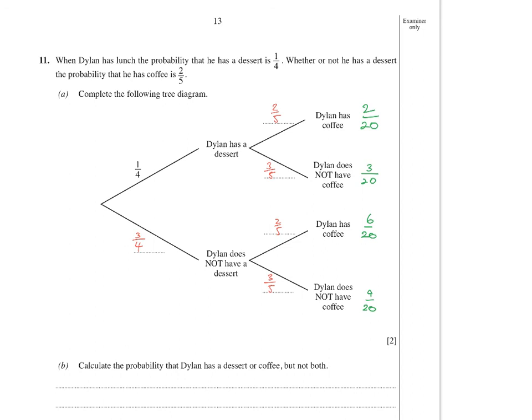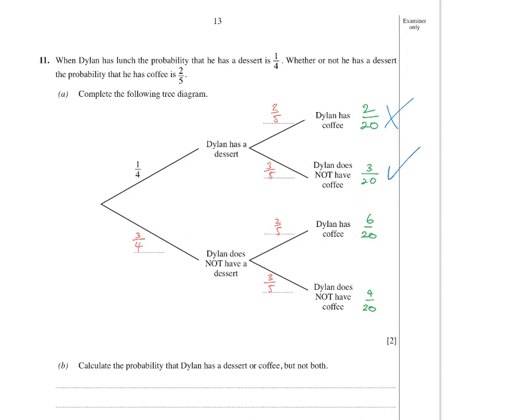Final bit. I'm looking for the option where he has a dessert or a coffee but not both. So I'm interested in the ones I'm going to star. Here he has a dessert, and then he has a coffee, but I didn't want both, so no, I don't want that one. Here, he has a dessert, and then he does not have a coffee, so that's good, that fits the criteria.